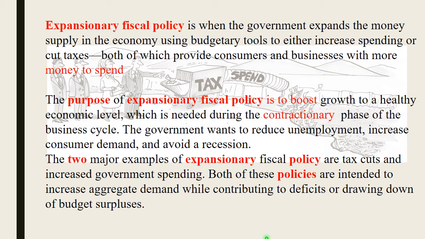The government wants to reduce unemployment, increase consumer demand and avoid recession. The two major examples of expansionary fiscal policy are tax cuts and increased government spending. Both of these policies are intended to increase aggregate demand while contributing to deficits or drawing down the budget surpluses.